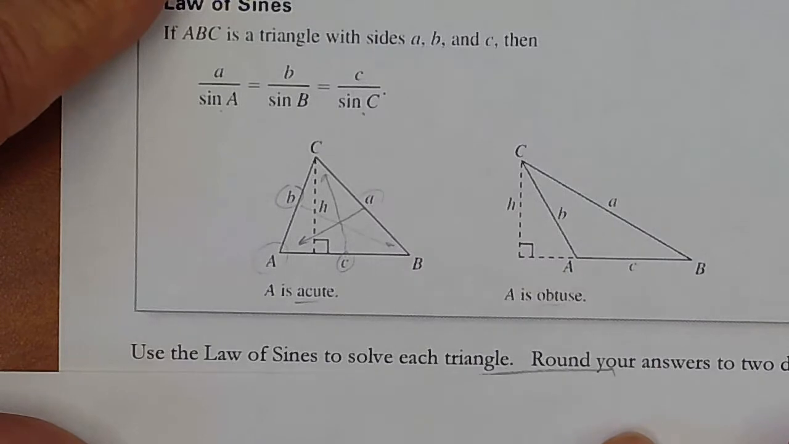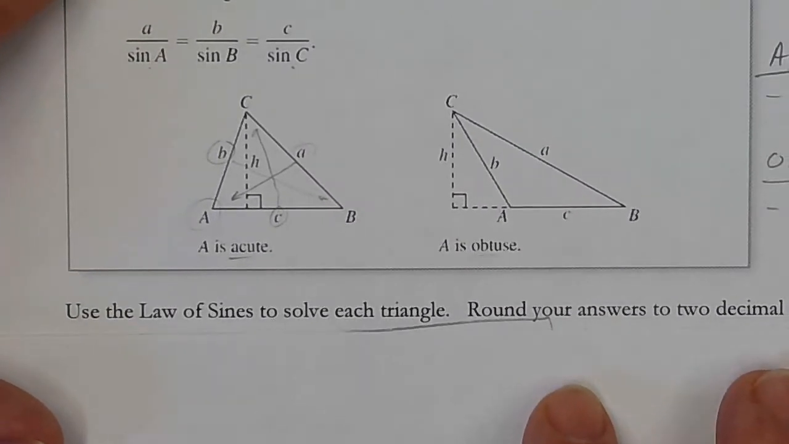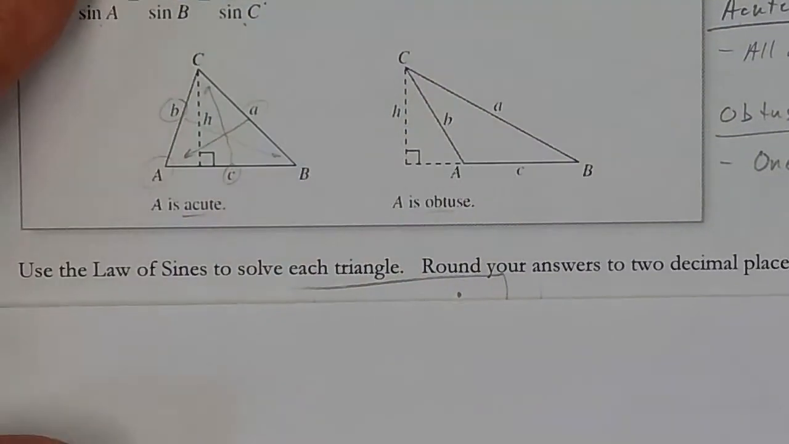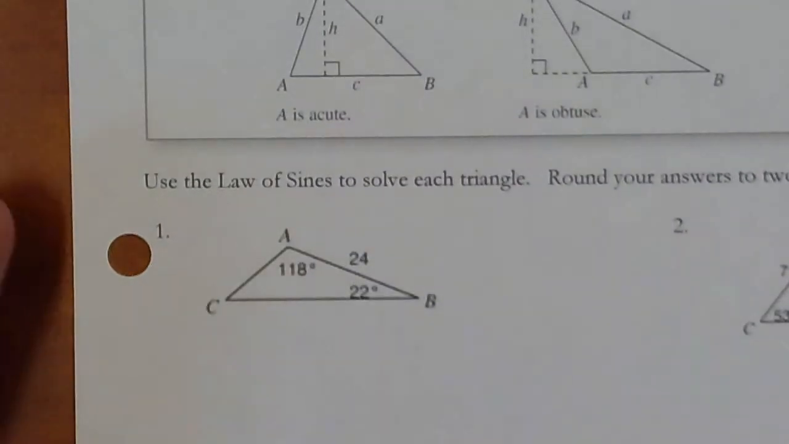All right, so let's go ahead and apply this to this first example. Use the law of sines to solve a triangle. We've seen those directions back in section 4.8. To solve a triangle means find all the unknowns. Round your answers to 2 decimal places, what they're asking us to do here, okay? All right, so right away, it's kind of up to you what you want to start with.